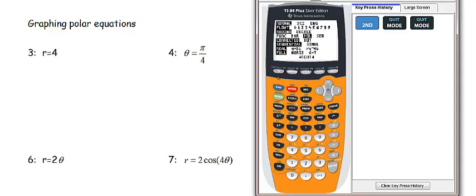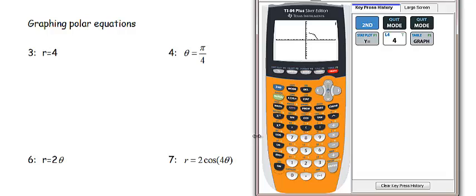Now, once we're in polar, press y equals, and we can type in our equations. So we're going to check r equals 4 just to make sure that this works. So we type in 4 for the r, and we graph it, and we get that circle that we wanted to do. Now go back to y equals, you're going to realize there's not really a spot for me to put theta equals pi over 4 in here.